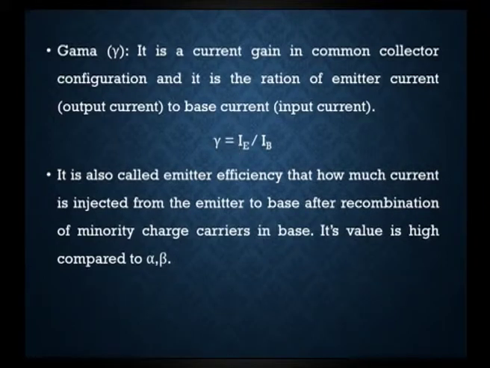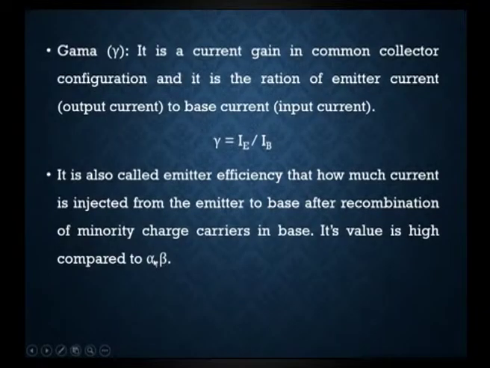So, due to the recombination, how much current will flow due to the injection from the emitter to base after recombination of minority charge carriers. In between the PN and NPN junction, the minority charge carrier flow will be there due to the injection from emitter to base. That minority charge carrier efficiency will be found with the help of gamma, and its value will always be high compared to alpha and beta, which we discussed previously, that is, the amplification factor beta and the current gain factor of common base configuration. So, gamma will always be high compared to alpha and beta.